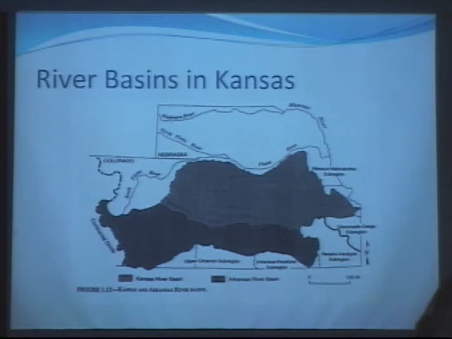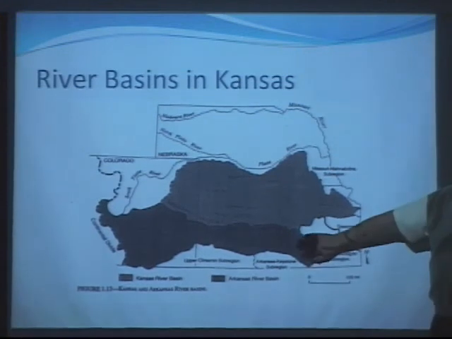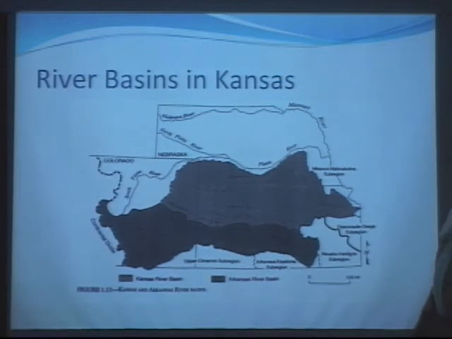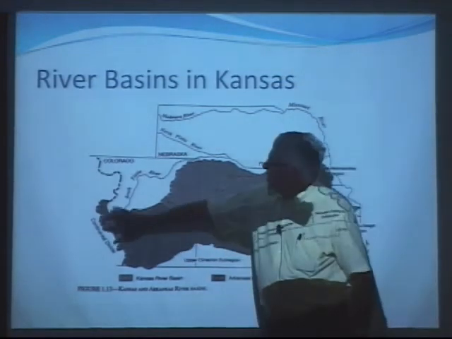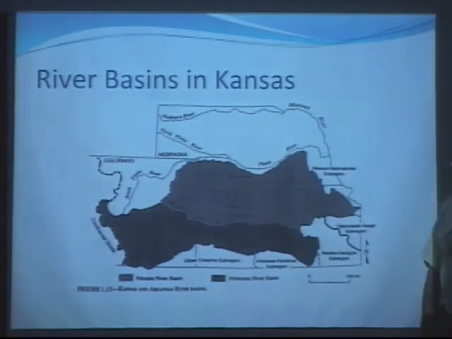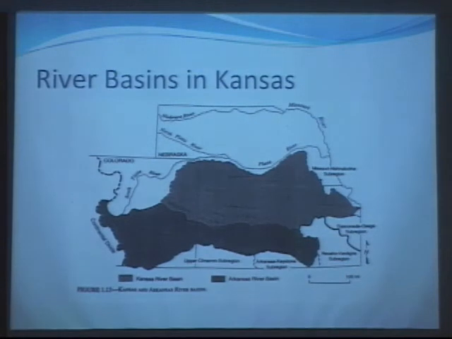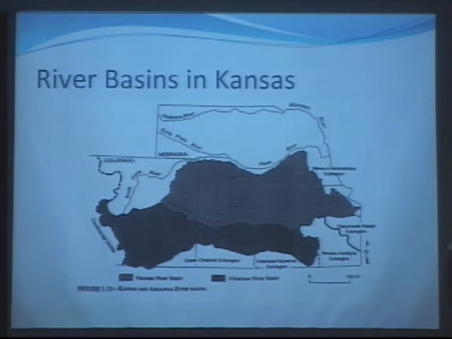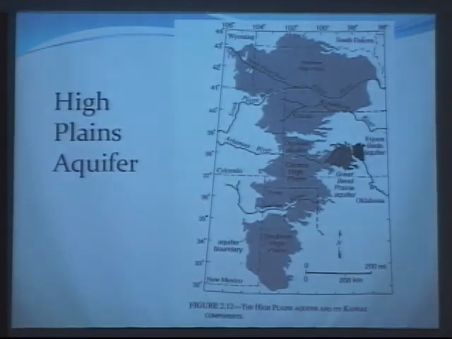The other half of our state is the Arkansas River. About everybody else calls it the Arkansas River, but such is how it is. But the Arkansas begins out at the Continental Divide in Colorado and drains into Oklahoma. And these other areas are where the tributaries flow either into the Missouri or into the Ark. The other big piece of our water system, as we've alluded to, is the Ogallala.